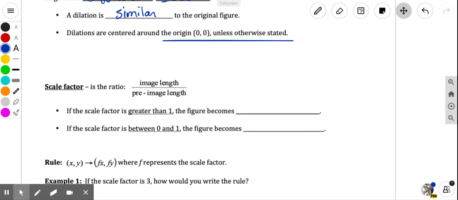Okay, next we have scale factor. Scale factor, we learned in similarity, is basically the ratio of sides. But for dilations, it's always written in one way. The scale factor for dilations is always the image over the pre-image. Remember, image is the new one and pre-image is the old or original one. So it's always new side length over old side length. If the scale factor is greater than 1, the figure becomes bigger. If the scale factor is between 0 and 1, so say a half, it becomes smaller.